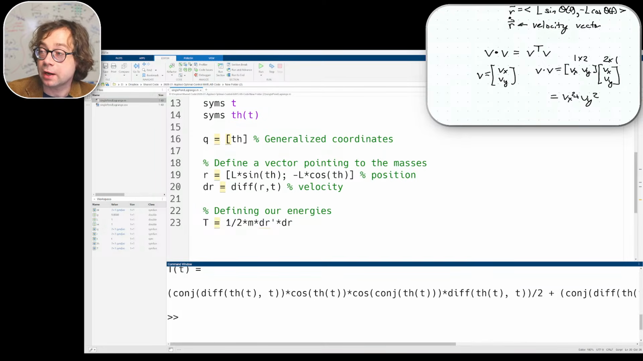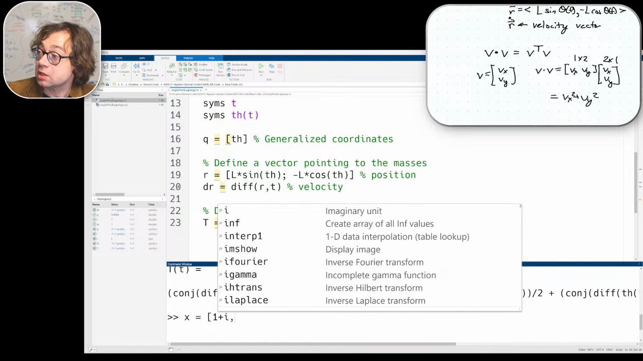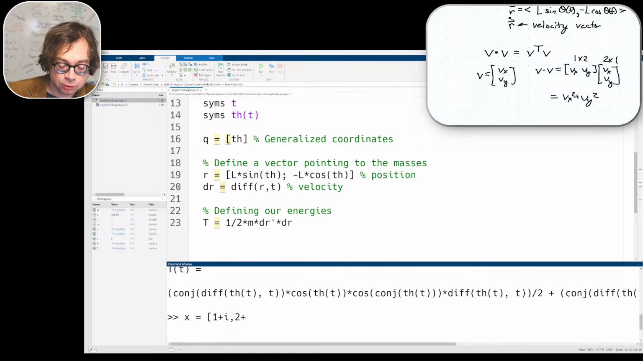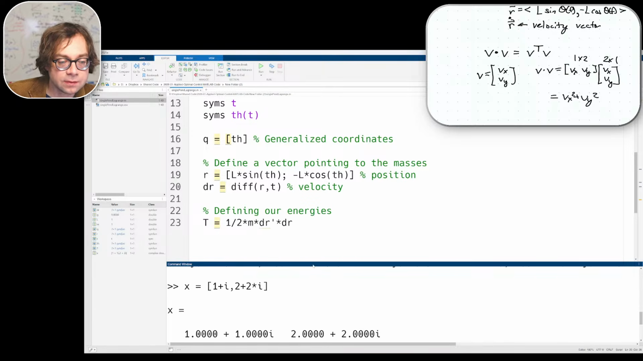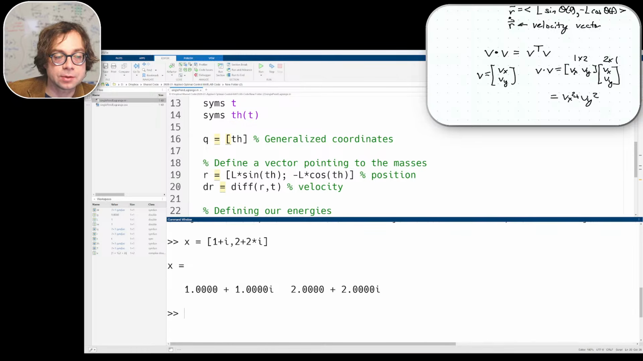Let's say you have a vector, we'll call it x. Let's say it has 1 plus i, so it's a complex number, and 2 plus 2 times i. Here's a vector, right? That's a vector, but it has complex numbers in it. Okay. Now I'm going to take the transpose of x. What's it going to do? It's going to take that row vector and turn it into a column vector, right?